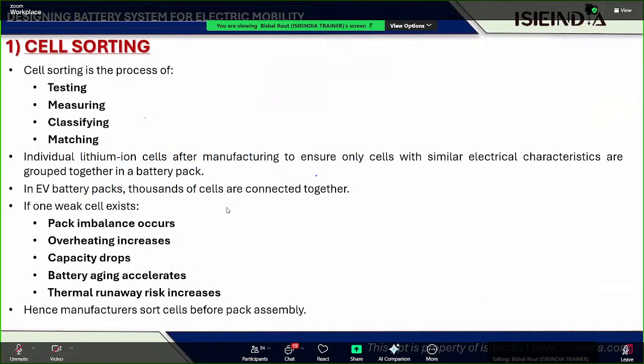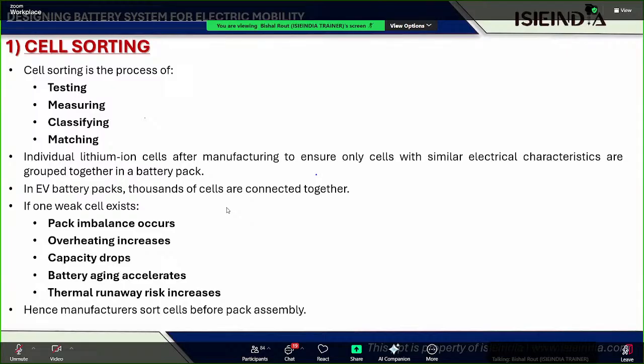Then we have something called cell sorting, guys, right? Cell sorting is the second factor. First we grade the cell, second we sort the cell. Cell sorting is one of the most critical processes in lithium-ion battery pack manufacturing.